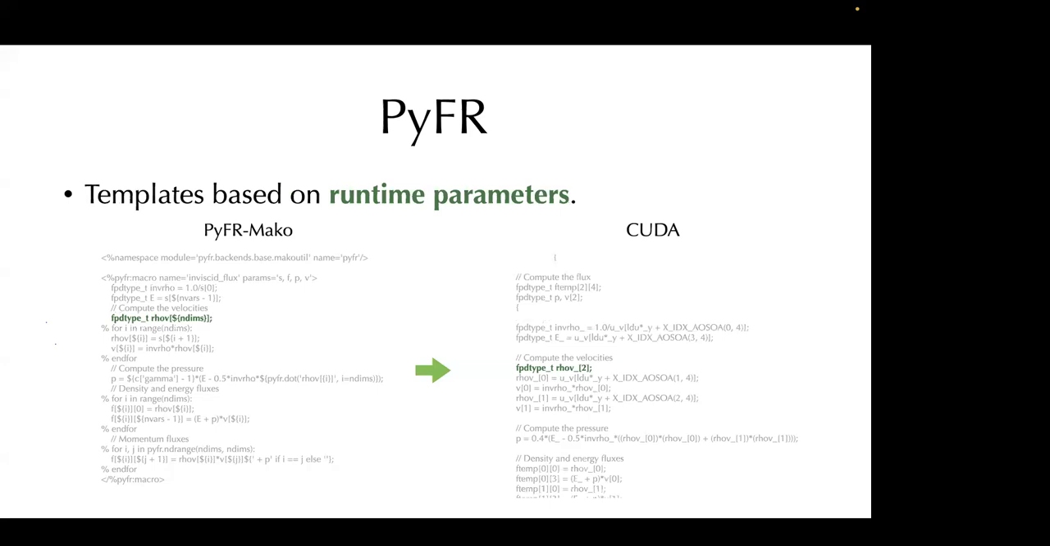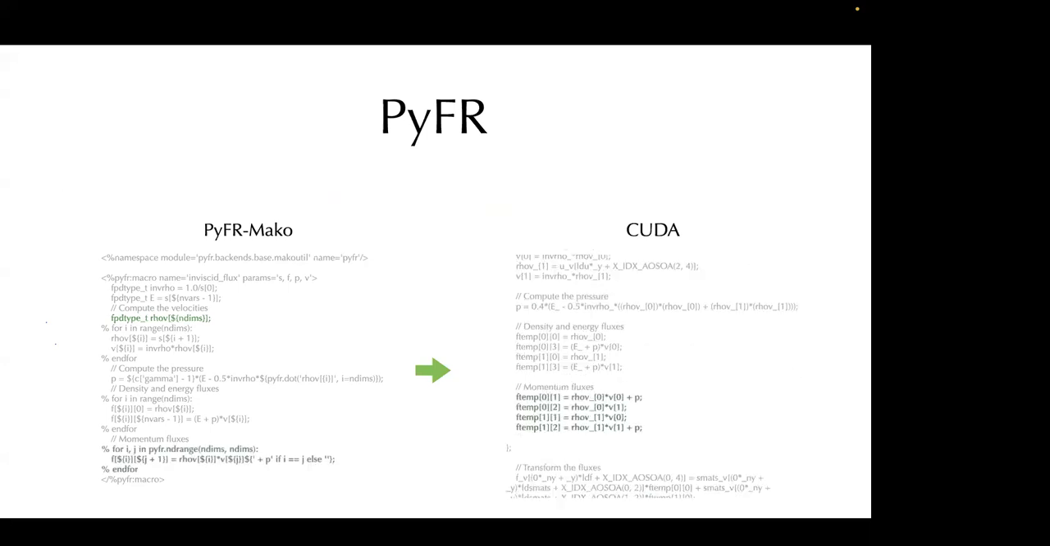Secondly, the kernels can be templated based off of runtime parameters. So you can see here on the left, we have ndims encased between brackets, and then that gets substituted for the value 2 in the kernel. Ndims here being the number of spatial dimensions in your simulation. So this lets us write a kernel once that is very generic, but have it get translated into highly optimized code with no overhead at runtime.